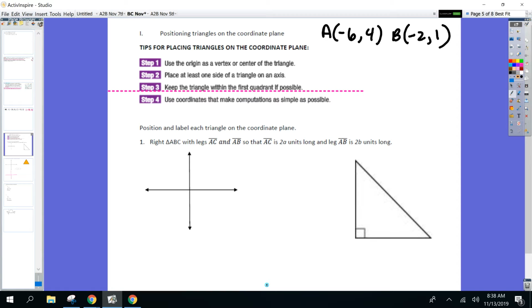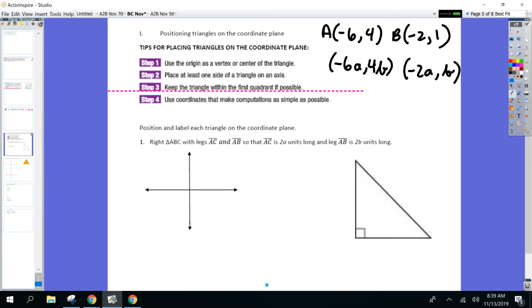Because instead of negative 6, 4, the coordinate now will be negative 6A, 4B. And instead of negative 2, 1, it'll be negative 2A, B. And I'll ask you to find the distance between those points now. So you're going to be taking variables and plugging them into the distance and midpoint formula. Okay, that's what we're going to go over today and tomorrow. So take a look at example 1 here.